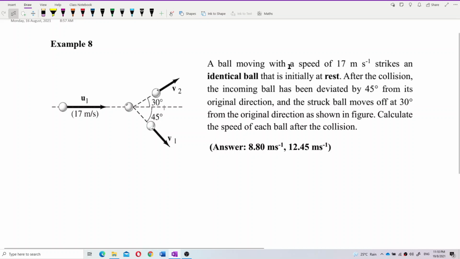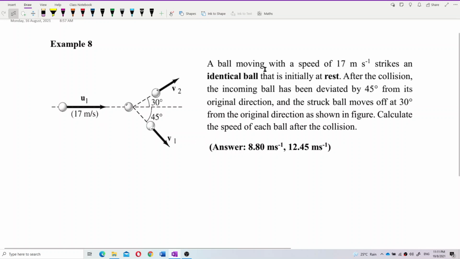A ball moving with a speed of 17 meters per second strikes an identical ball that is initially at rest. After the collision, the incoming ball has been deviated by 45 degrees from its original direction, and the struck ball moves off at 30 degrees from the original direction as shown in the figure. Calculate the speed of each ball after the collision.